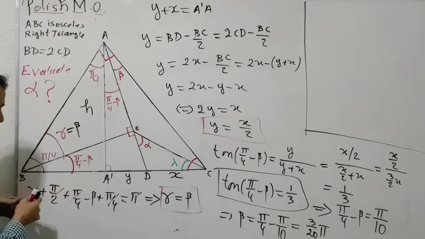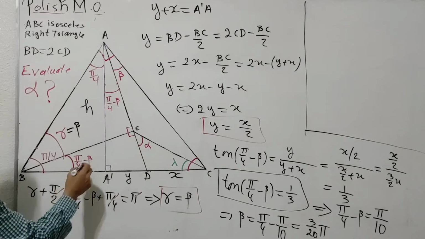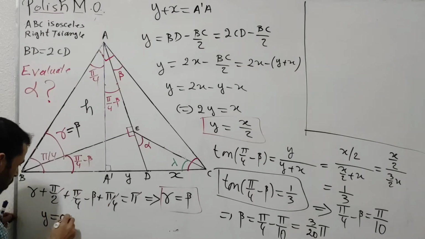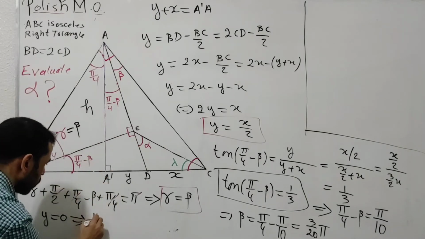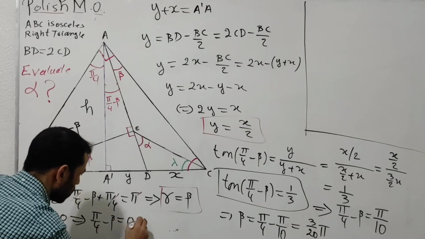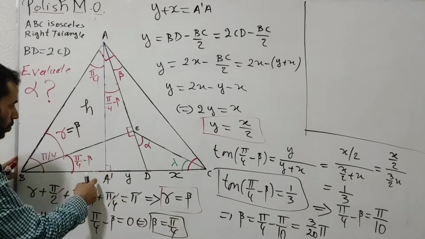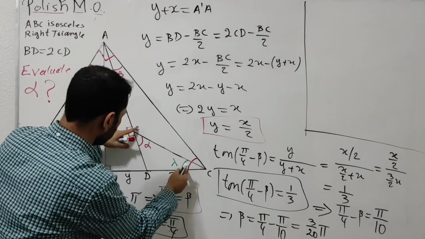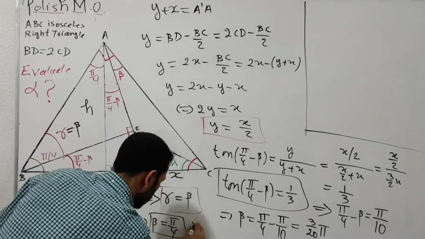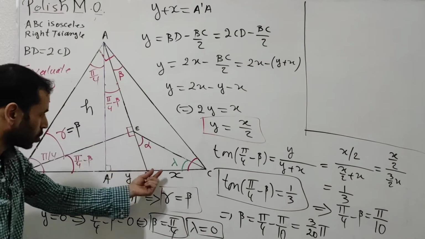Okay, what does it mean? Let's express that to understand this more. If y equals 0, this implies this angle pi over 4 minus beta equals 0. That means beta equals pi over 4. And also this line CE is not going to stay here, it's going to come to the E prime. That means lambda will be 0 as well. In this case, this angle equals this angle.